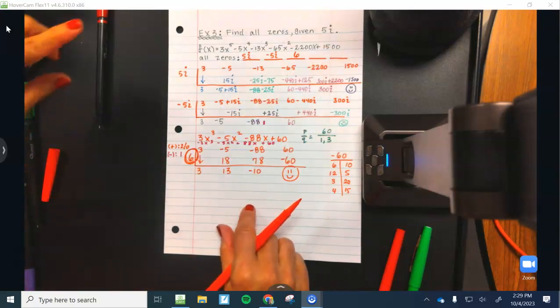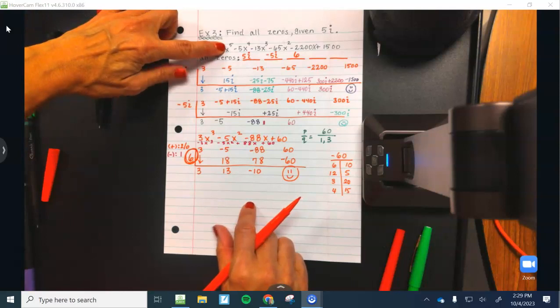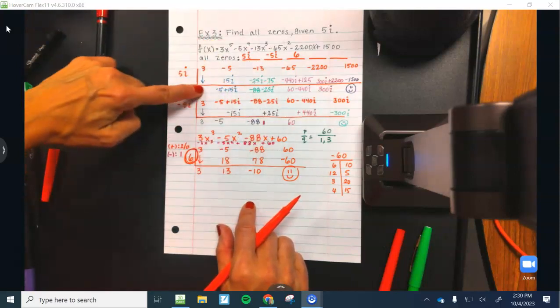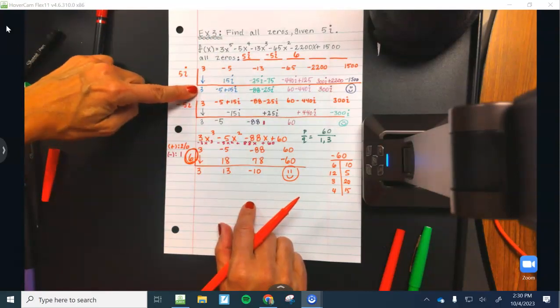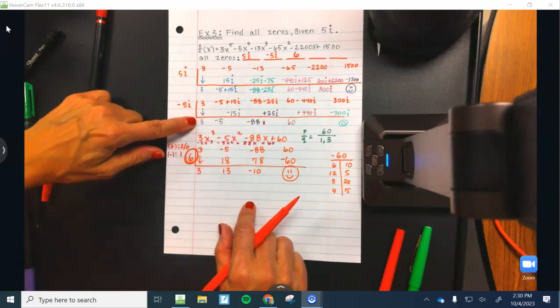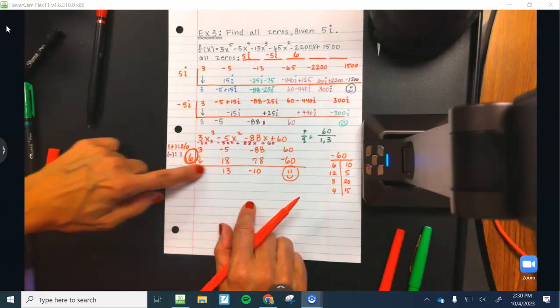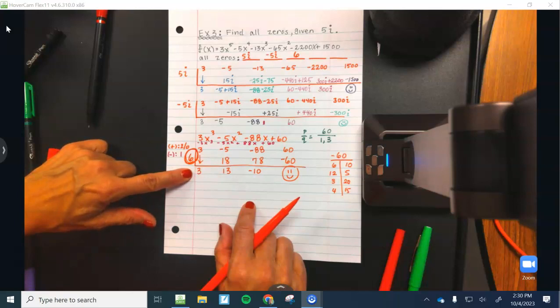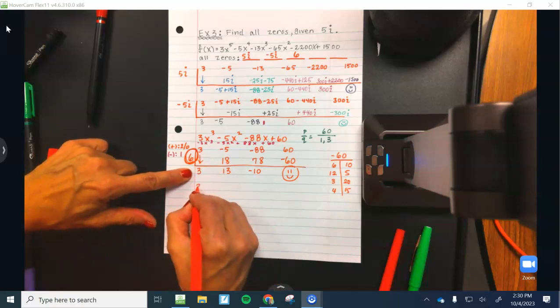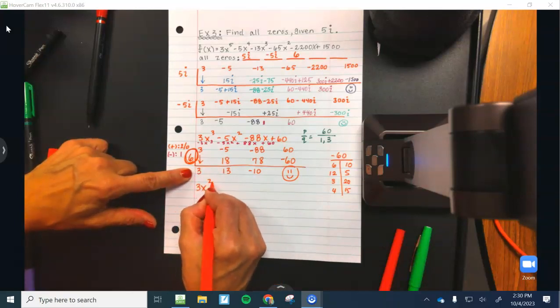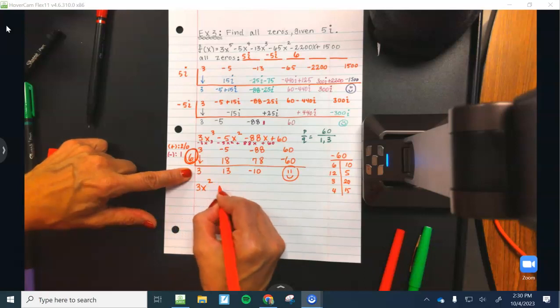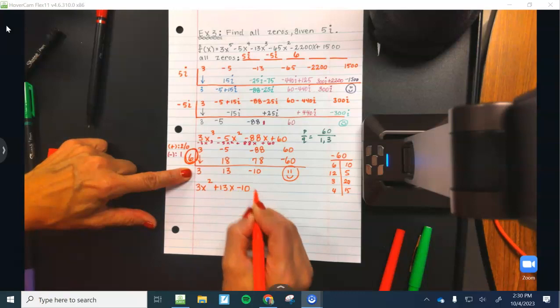All right, let's recap what happened. This was a degree of 5. This ugliness was a degree of 4. This prettiness was a degree of 3. What is this a degree of? Yeah. Y'all, this is a quadratic. I'm really hoping it's factorable. So 3x squared plus 13x minus 10.